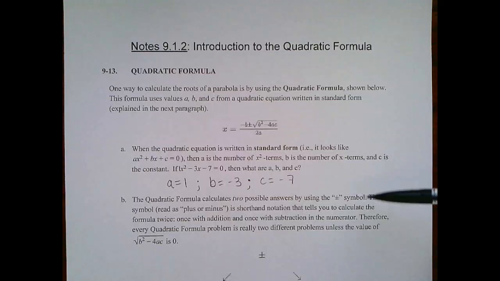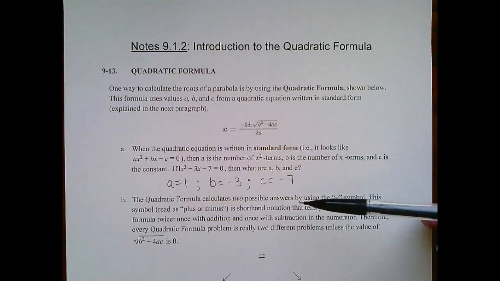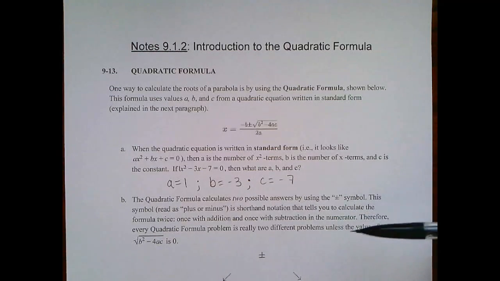So it says the quadratic formula calculates two possible answers by using a plus minus symbol. This symbol reads as plus or minus. It is shorthand notation that tells you to calculate the formula twice. Once with addition and once with subtraction in the numerator. Therefore, every quadratic formula problem is really two different problems unless the value of the square root of b squared minus 4ac is 0. So again, here's the plus minus idea.